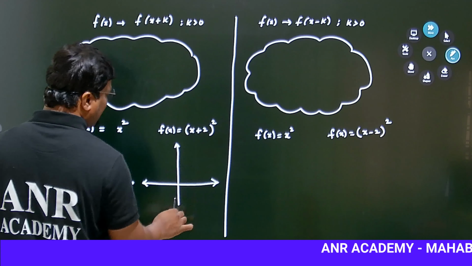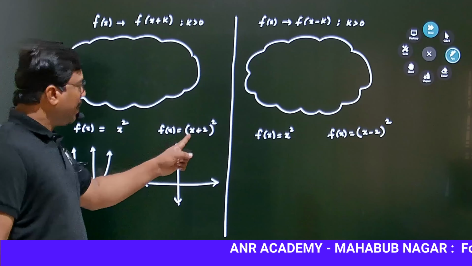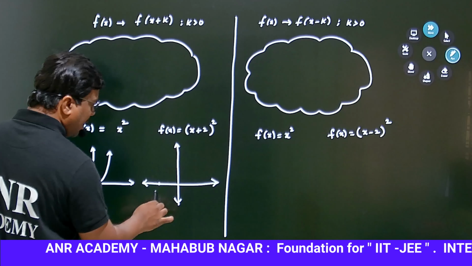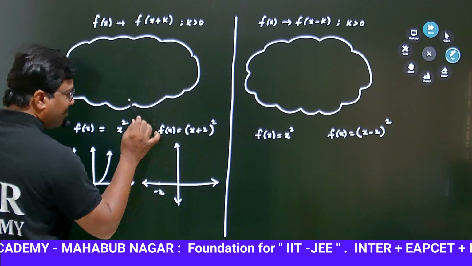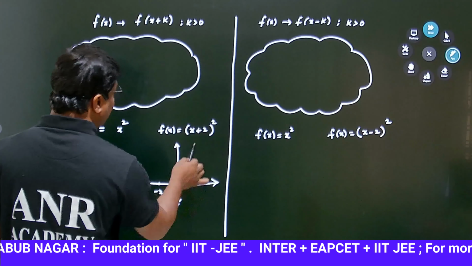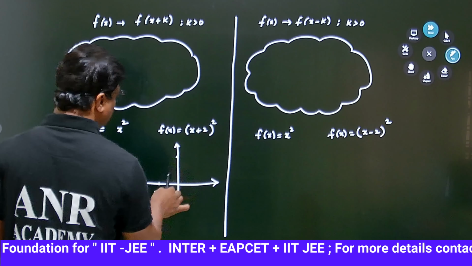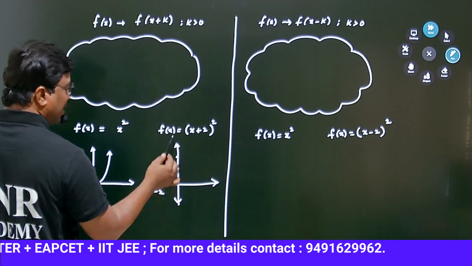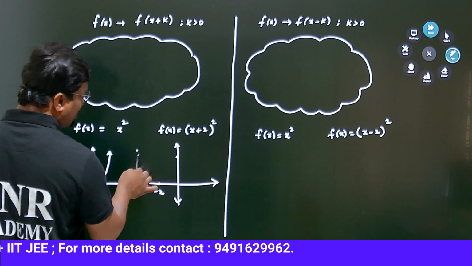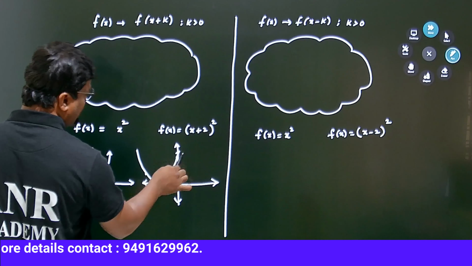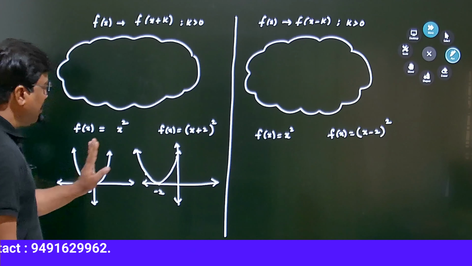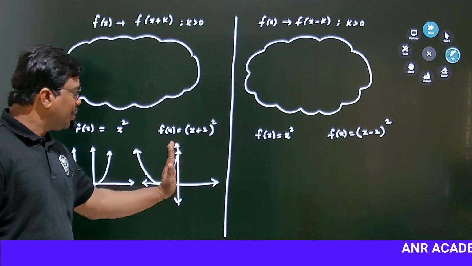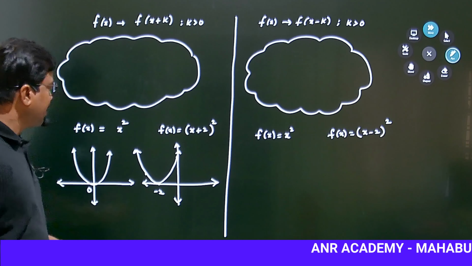When you put x value minus 2, minus 2 plus 2 becomes 0. So at x equal to minus 2, the graph becomes 0. When you put 0, it is 4 here. And when you give input minus 3, minus 3 plus 2, minus 1 whole square, plus 1 here. Joining these points, we get the graph in this way. The same U-shaped graph, just it is shifted 2 units in the left side, right?